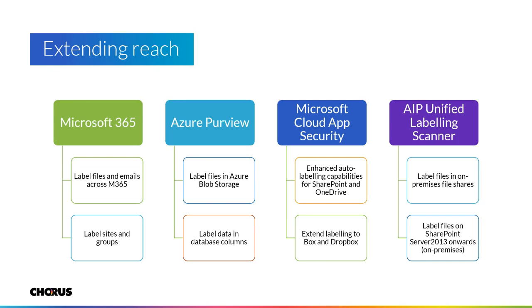And then finally, the AIP Unified Labeling Scanner. This is about making your sensitivity labels available on premises. So if you've got on-prem file shares, or you've got legacy SharePoint environments, SharePoint 2013 onwards, you can apply those labels to those locations as well.